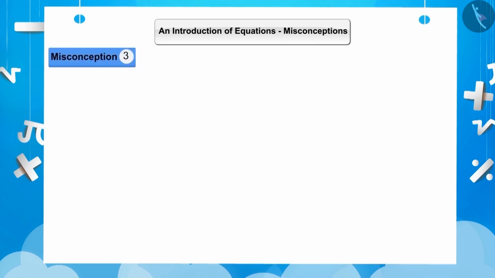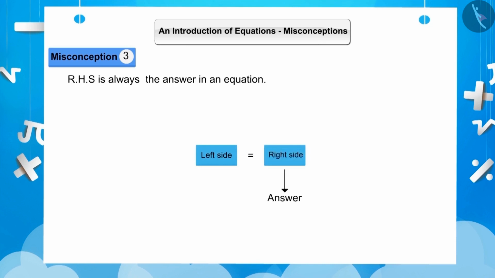Misconception 3. Now let's understand another misconception. Children often think that RHS is always the answer in the equation, but it is a wrong concept. An equation does not always tell us the answer. Rather, it shows the relationship between the two sides which are equal, which is actually correct.